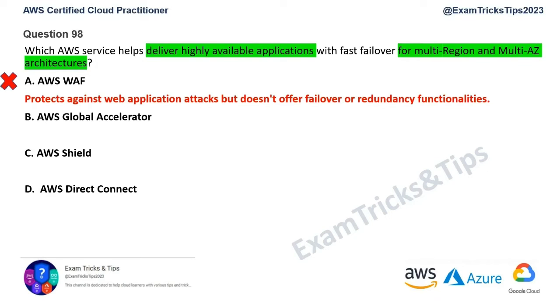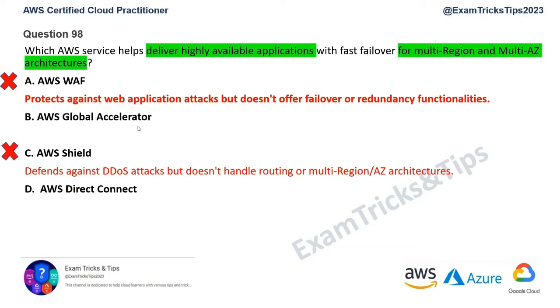AWS Shield is also a protection solution that defends against distributed denial of service attack, DDoS attack, but it doesn't handle any failover or disaster recovery. So that's wrong as well. So we have eliminated successfully two wrong options. They're obvious wrong ones, and you will always see, even if a question is tough and you have to choose one answer, you will easily be able to eliminate two of the four options.